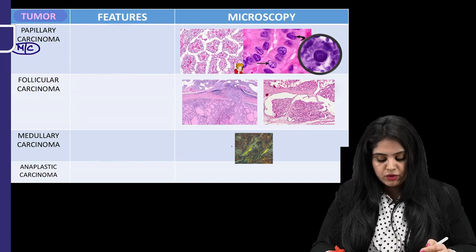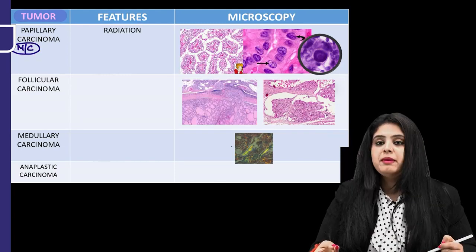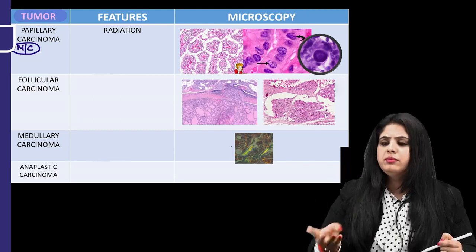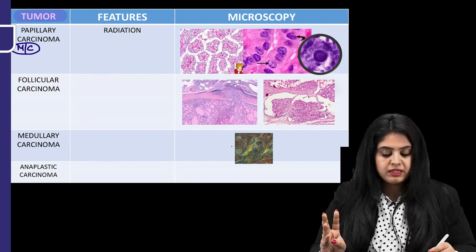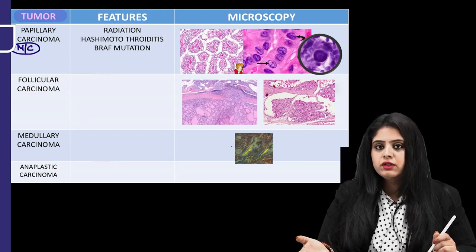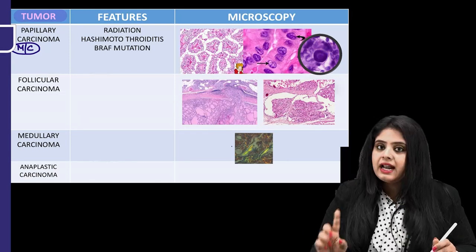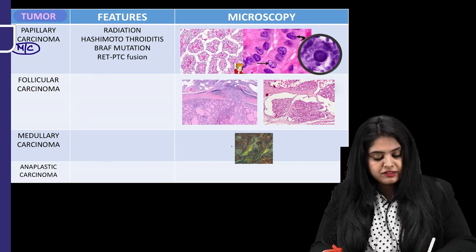So what all do we have to know about papillary carcinoma? First, I'll ask you the risk factors. So please remember radiation. Go back to your neoplasia chapter. I have taught you which thyroid cancer occurs with radiation. It is papillary. Number 2, right now we studied Hashimoto's thyroiditis also can cause papillary carcinoma. And in your neoplasia chapter, I had told you 2 genetics. What are the 2 genetics?